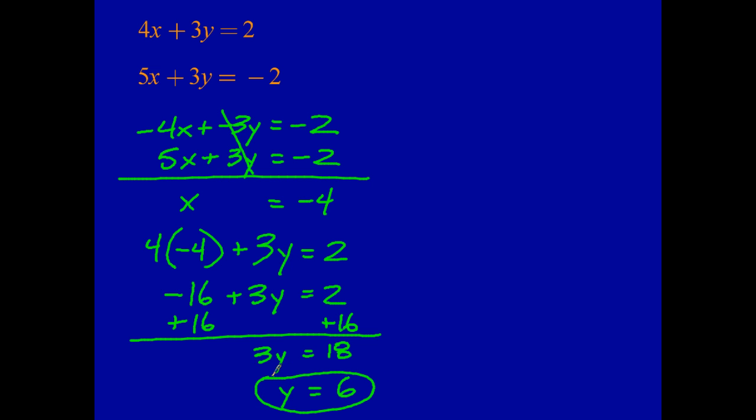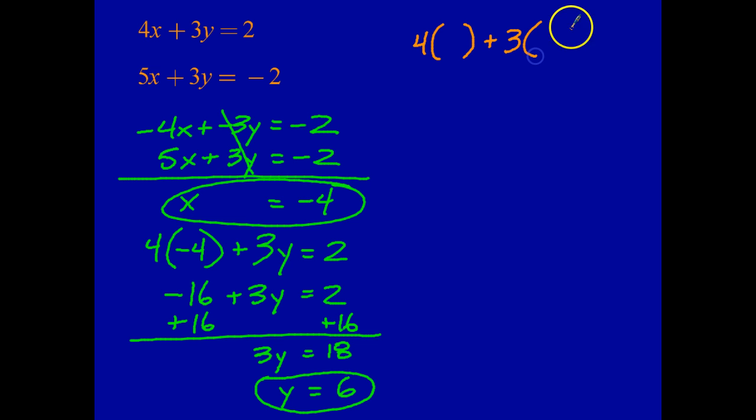Okay, that's one of them. And then we know that x is equal to negative 4. All right, well, let's check out our solution here, make sure they work. So we'll do 4 times whatever x is plus 3 times whatever y is, and we'll make it equal to 2. So we know that x is negative 4, and we know that y is 6. So we get negative 16 plus 18. Does that equal 2? Yep, that works.